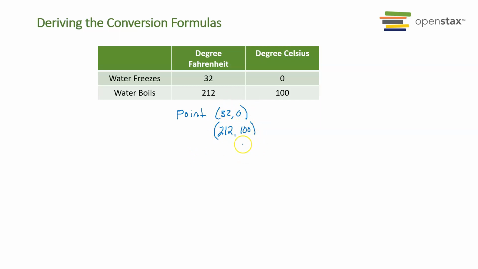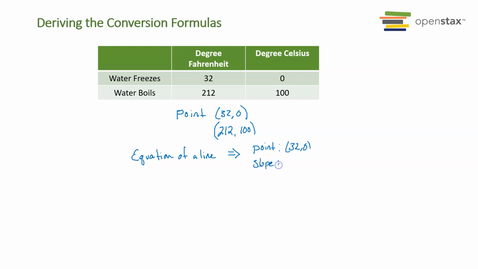So how can we create a relationship between these two points? Well, we can create a line. So the equation of a line needs two things. It needs a point, which we have two of. I'm going to pick the point 32 and 0, and it needs a slope.